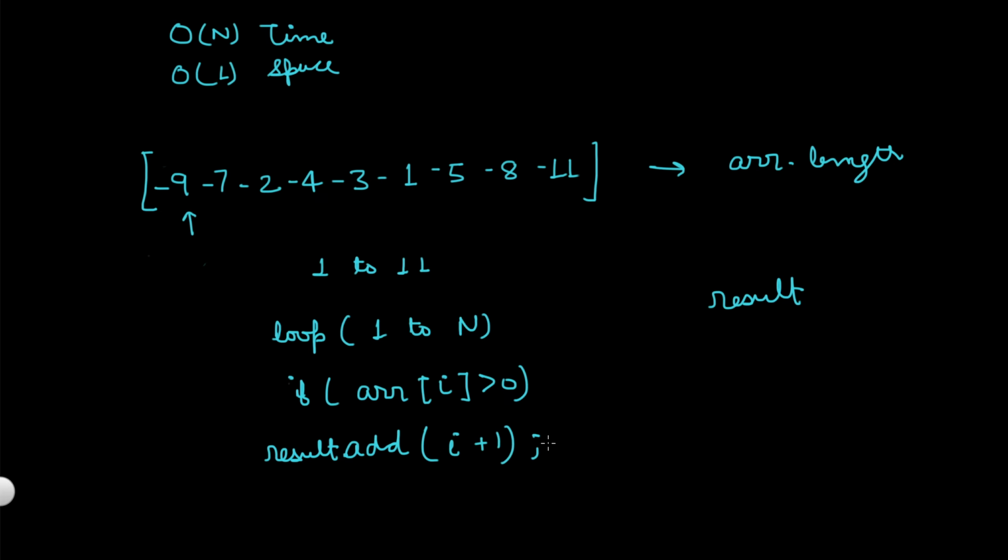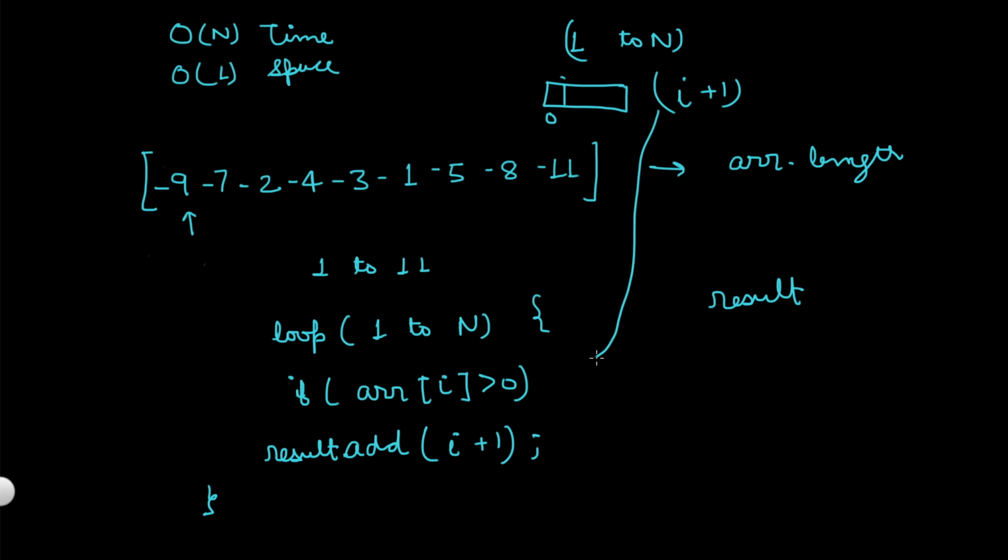Now why have I done i plus 1? If you look at it carefully, we are given that our array values start from 1 and go to n, right? So to compare with the normal index of the array, which starts from 0, we'll have to make it i plus 1. So I did the same thing here. Now let's go quickly to the code part.